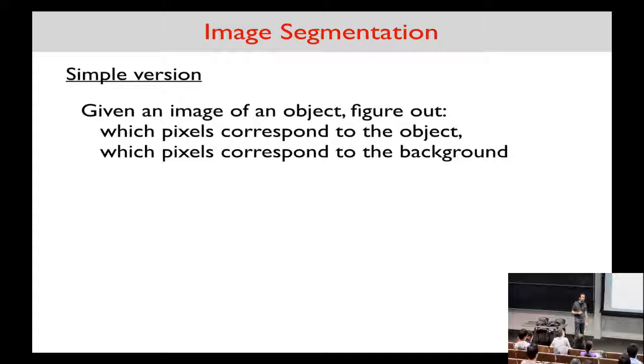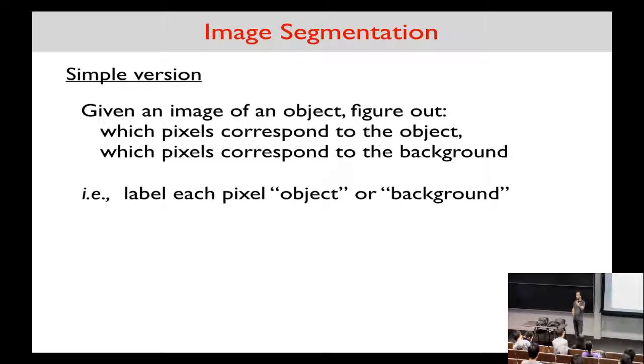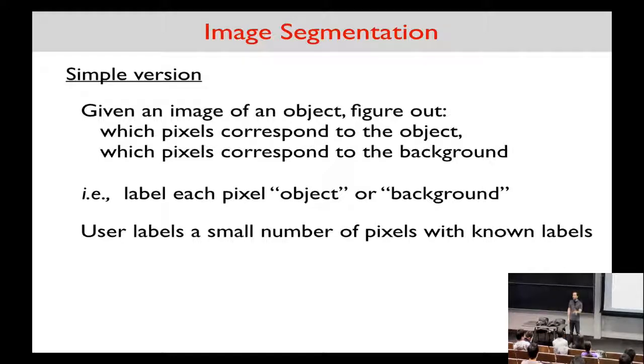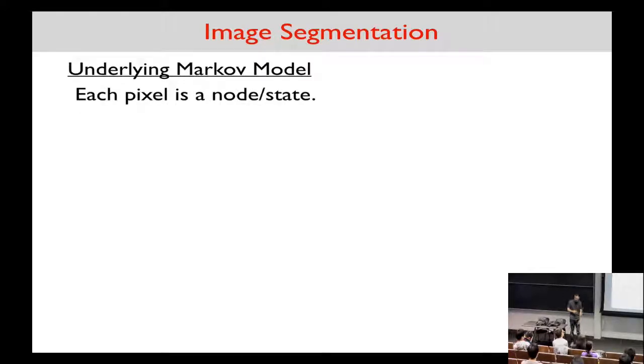Image segmentation works like this. So given an image of an object, you want to know, in a very simplified version, which pixels correspond to the background and which pixels correspond to the object. So let's say you have some image that has one object and the rest is background. You want to label each pixel object or background, and the user will label some of the pixels for you. So what's the Markov model?